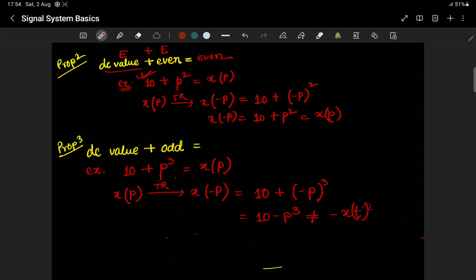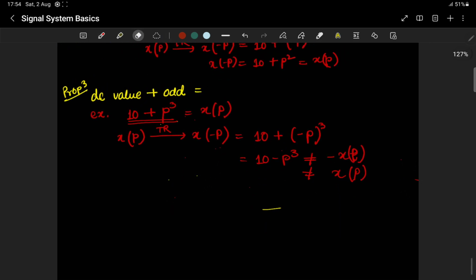See, this is our x(t), right? This is not equal to minus of x(t), nor is it equal to x(t). So what can you conclude from here? You can simply conclude one thing, that this is not an odd signal, right? This is neither odd nor even signal.